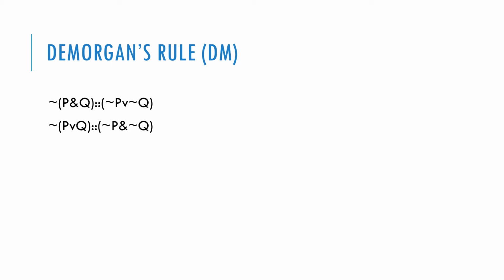Looking back at De Morgan's rule, which we looked at earlier in the class: if I make the claim that it's not the case that P and Q is true, what I'm saying is that not P or not Q is true. And vice versa. If I tell you that not P or not Q is true, then it must also be true that not (P and Q) is true.